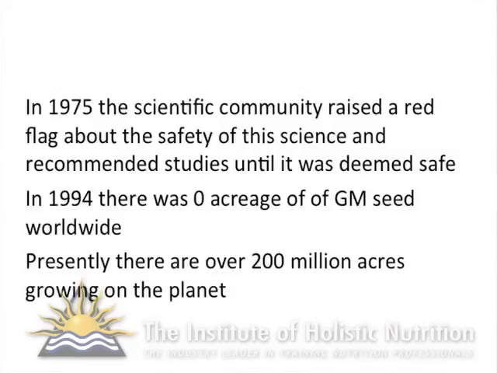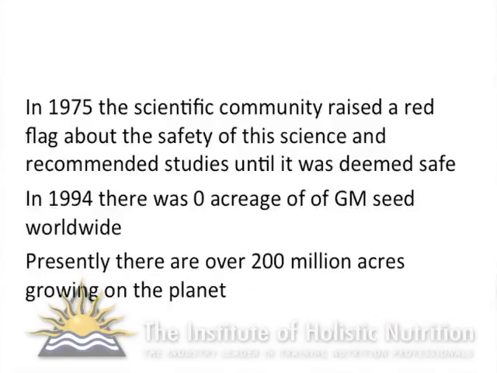In 1975, the scientific community actually raised a red flag about the safety of this science and recommended more studies until it was deemed safe. Okay, so they're saying, yeah, we can do it, and that's amazing, but I think we need to really be careful with it. And so in 1994, there was 0 acreage of genetically modified plants on the planet, and presently we have over 200 million acres growing. So nobody listened to this raising of the red flag. So we went from nothing to over 200 million acres of crops growing on the planet fairly quickly.